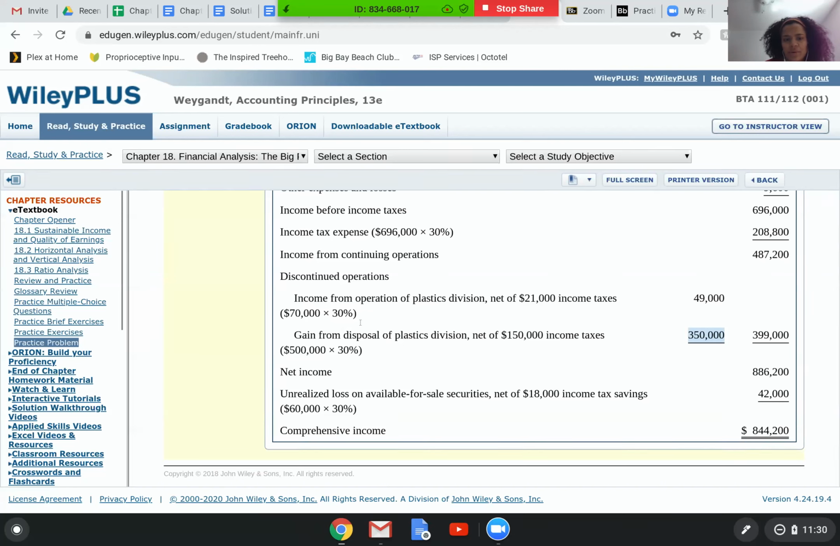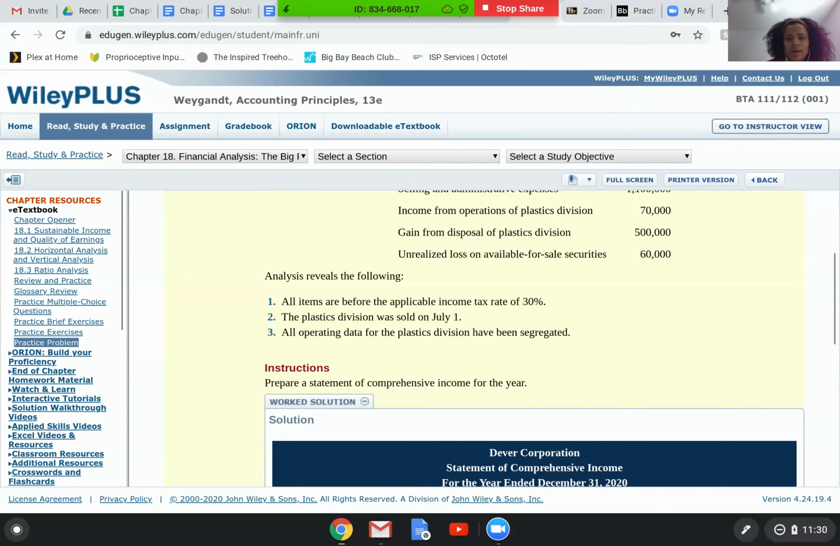So you've got an income and a gain. These two numbers are going to be added together. They're both positive. You add them to the income from continuing operations to finally get to your net income number, 886,200. And then the question also spoke about a loss on available for sale securities.